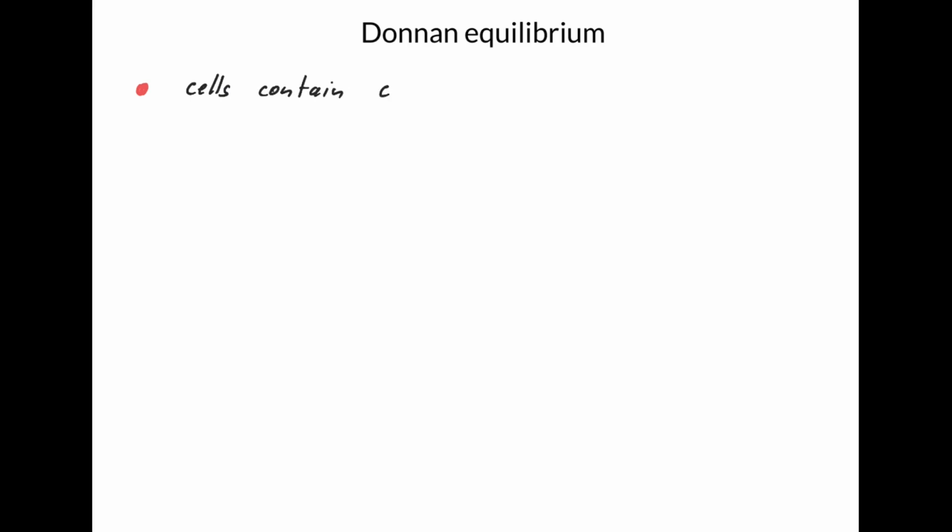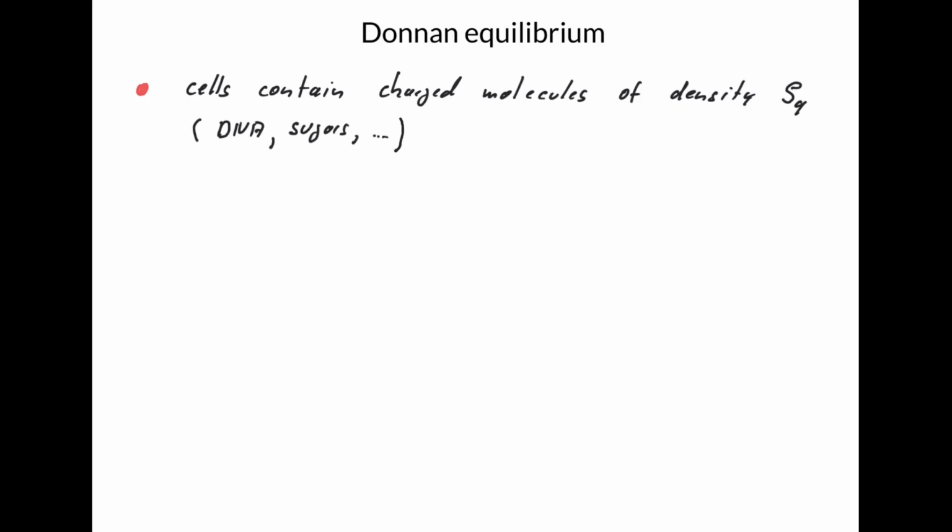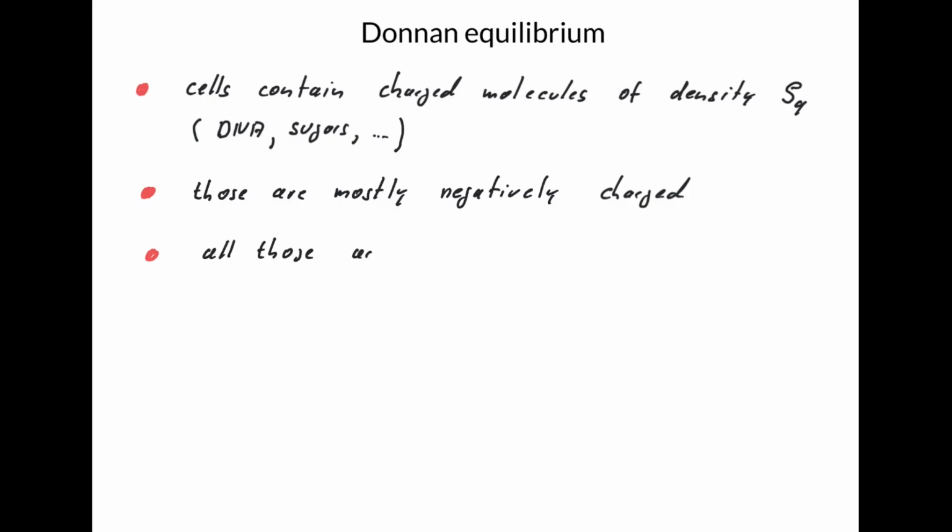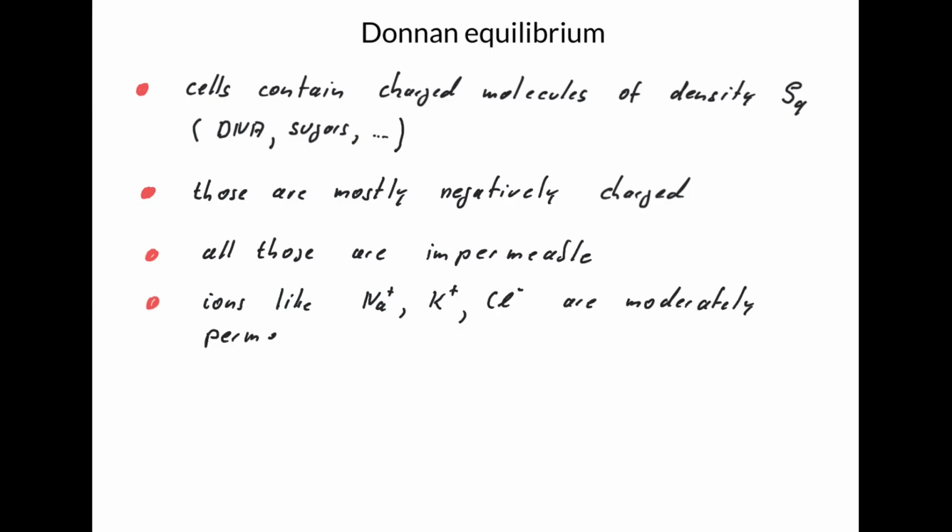So first, to wrap up, we know cells contain charged molecules at a given concentration rho Q. Typically those are negatively charged, like DNA, like the sugars in the cell. Now, all those are highly impermeable, at least on the time scale of the lifetime of a cell. For ions, it's a little bit different. So ions like sodium, potassium, chloride are moderately permeable, although we saw that the time scales are very long.